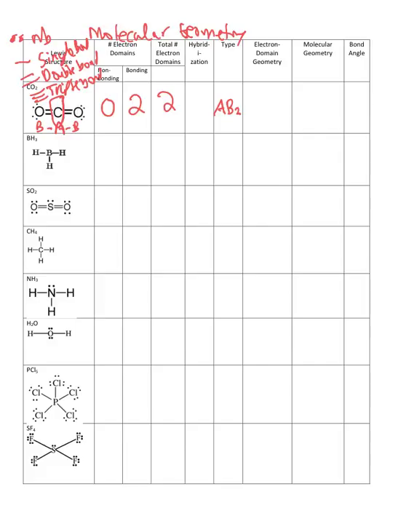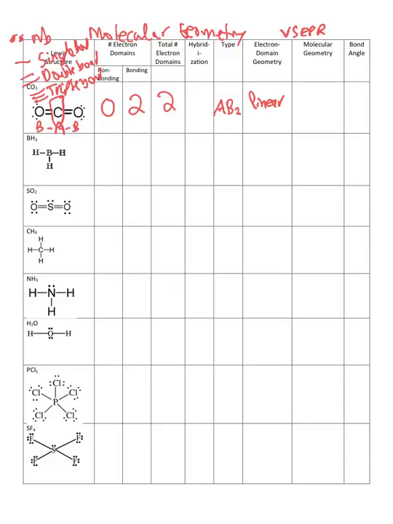When you have 2 electron domains, the electron domain geometry is going to be linear. We're looking at the VSEPR theory to determine this. VSEPR stands for valence shell electron pair repulsion theory. So the electron domain geometry is linear, and that describes the arrangement of the electron domains around the central atom.